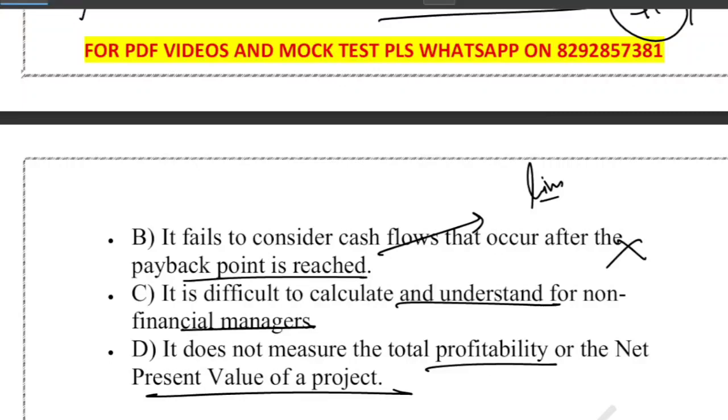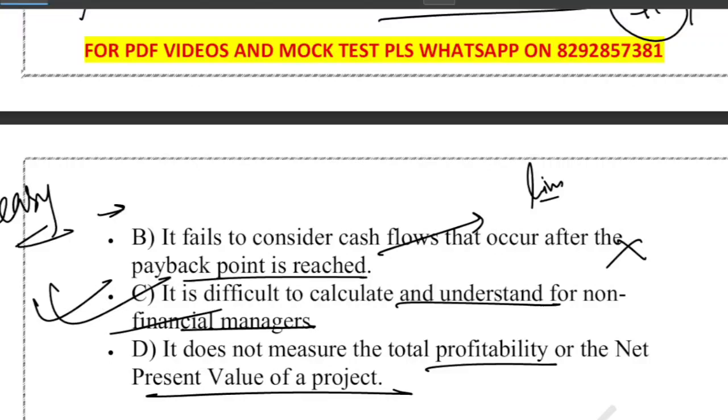Now, if you look at option C, it is difficult to calculate, difficult to understand for a non-finance manager. See, this is wrong, and this is the correct answer because it is very easy. This is not a limitation. It is very easy, right? So a manager just has to apply the simple logic of in how many years we are going to recover the money back. That's it. That simplicity is the strength of the payback period. So this is wrong, and this is our correct answer.